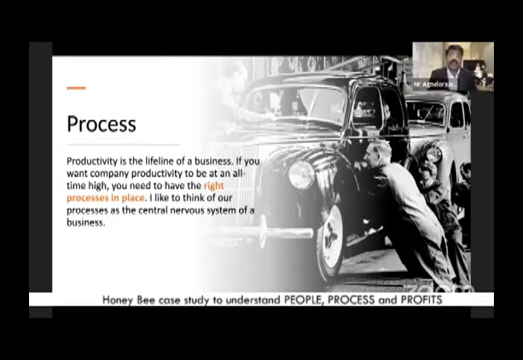So process, productivity is the lifeline of a business. If you want company productivity to be at an all-time high, you need to have the right process in place. I like to think of our processes as the central nervous system of a business. Processes are what organizations become famous for. Whether it is a Mercedes, whether it is a McDonald's, whether it is a Starbucks, all these organizations have put their processes in place. The Indian Railways, the most dense network of railway trains for passengers across the world, is functioning because there is a process.